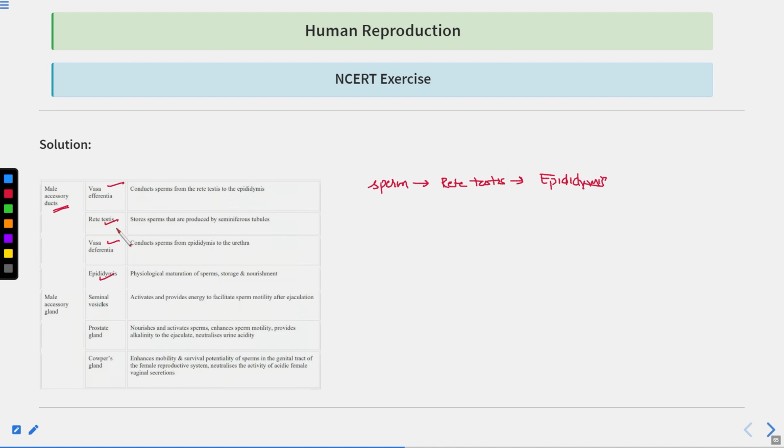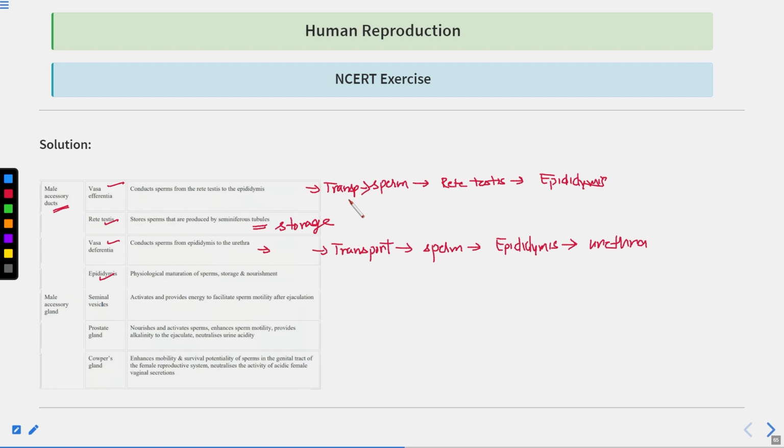Clear? Then what is the function of rete testis? It stores the sperms that are produced by the seminiferous tubules. The function is the storage of the sperms. Vas deferens conducts sperm from the epididymis to the urethra. So again here, the function is the transport of the sperm from the epididymis to the urethra. And from the urethra, the sperms are discharged. Here also, the function is transport only.